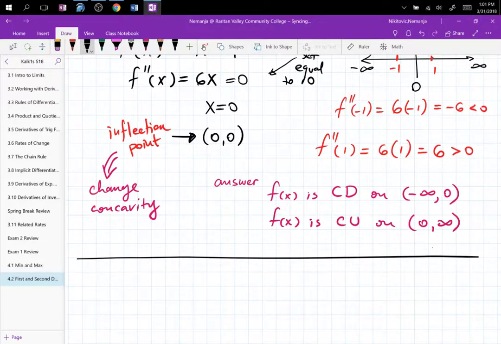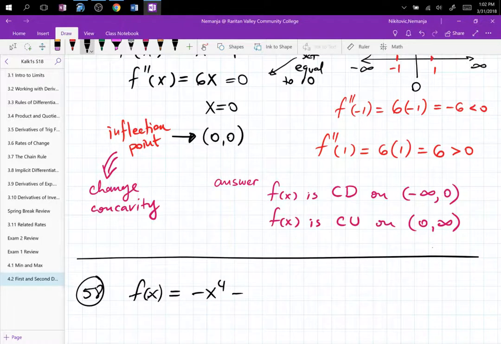So, concavity. Let's do the cheap problem, I guess, and then the evil problem, and that's that. So let's go with the concavity. How about problem 58? Generally, I don't like polynomials because we end up so many times with something we can't factor. So f of x is equal to negative x to the 4th minus 2x cubed plus 12x squared.